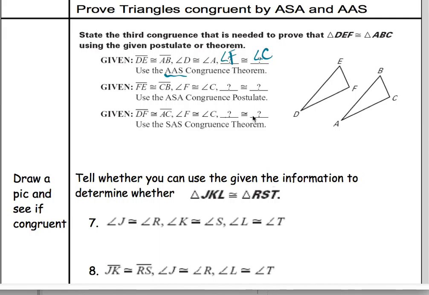The next one says that FE is congruent to CB, and that angle F is congruent to angle C. And they want us to use angle-side-angle. So we need two angles and the side in the middle. Since the side needs to be in the middle of the two angles, that means that we need the ends of this side, like B and C, E and F. That means that we need angle E congruent to angle B for us to have angle-side-angle. So that's the piece we need to add. Angle E congruent to angle B.